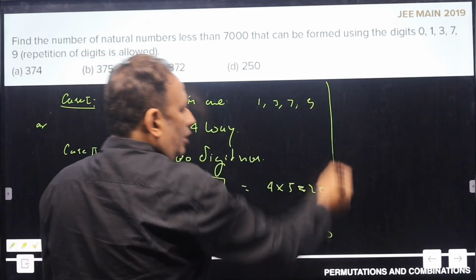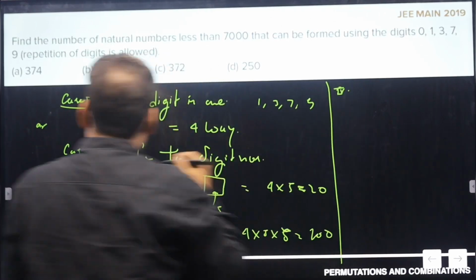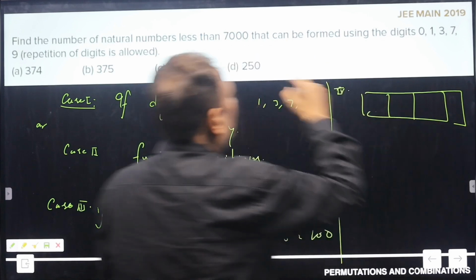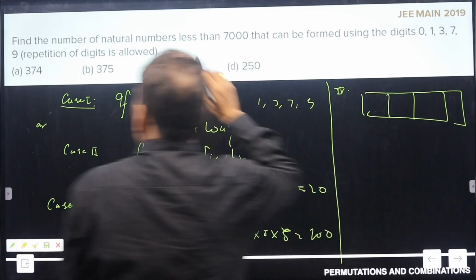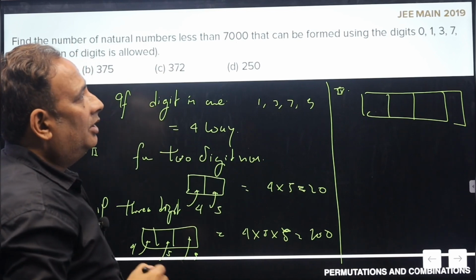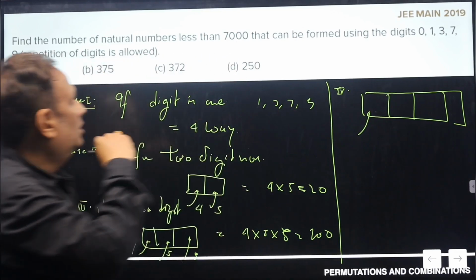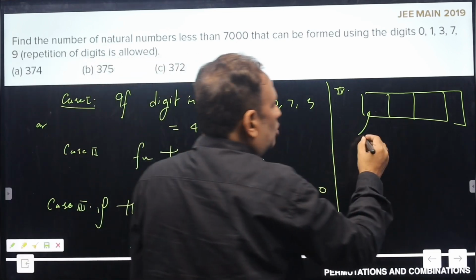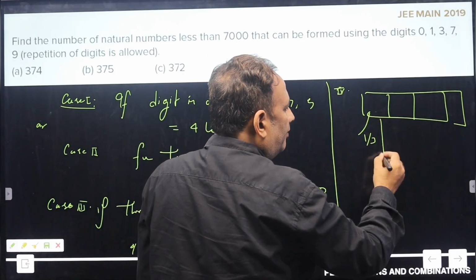Okay. Now, let's go for case 4. In the 4th case, one more thing you have to consider: a number greater than 7 we can't use. 7 we can't use, 9 we can't use, and 0 we can't use at the first place. So what number can we use here? The number has to be less than 7000. Yes, 1 and 3 we can use only. So we can use 1 and 3, not 7. So this can be filled in 2 ways.